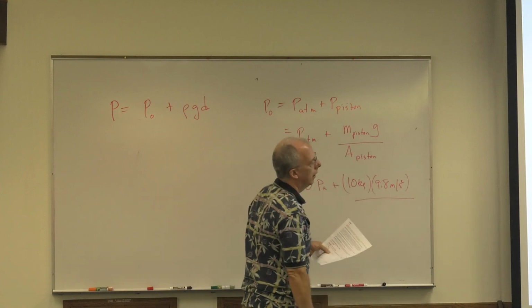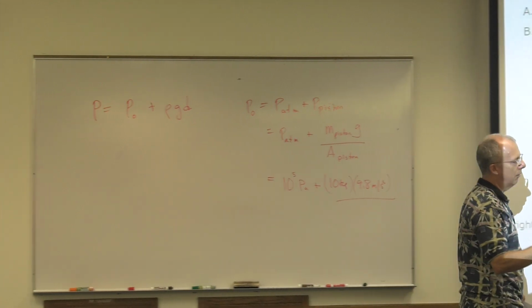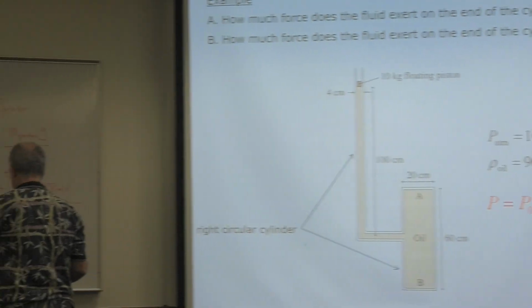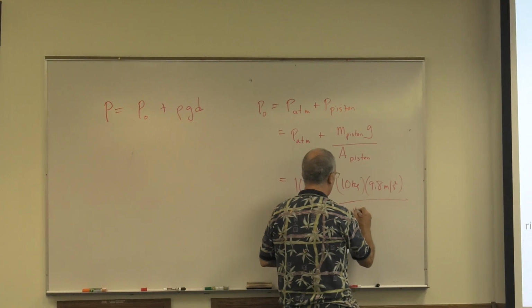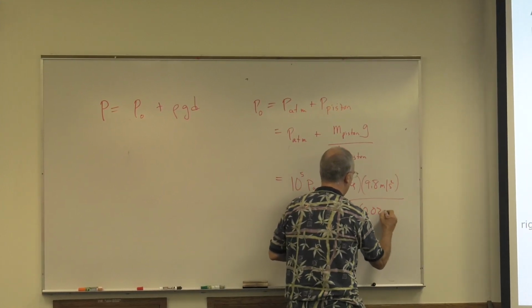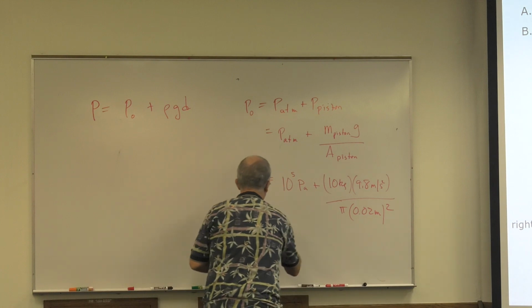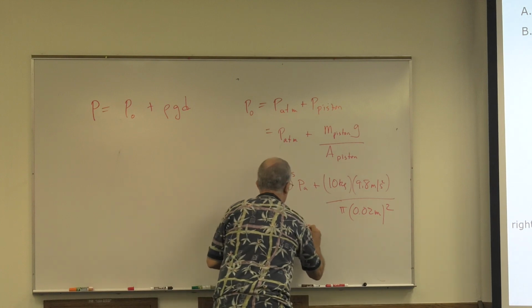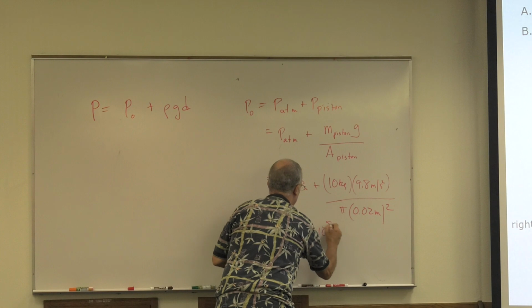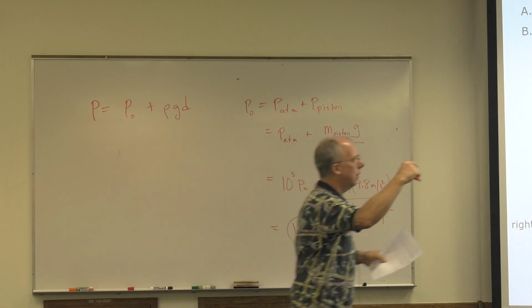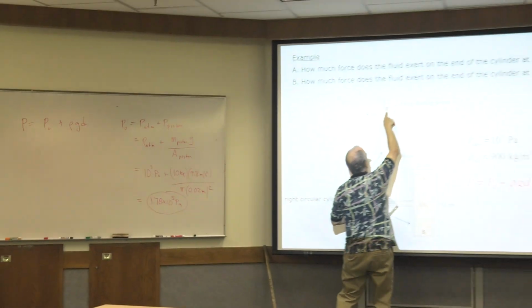They're always rotten, right? They always give you the diameter. You want the radius. Oh well. So pi r squared, so pi times 0.02 meters squared. And I promise you, you do that, you get 1.78 times 10 to the 5th pascals. So that's the pressure, that's just P0.